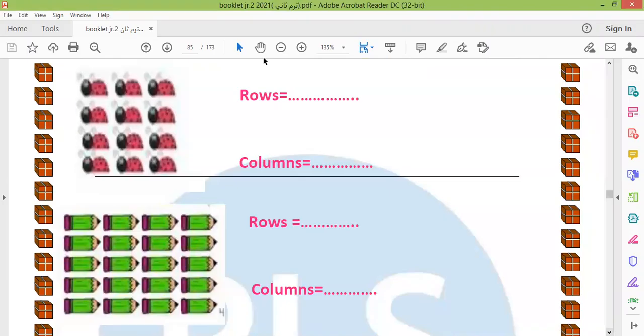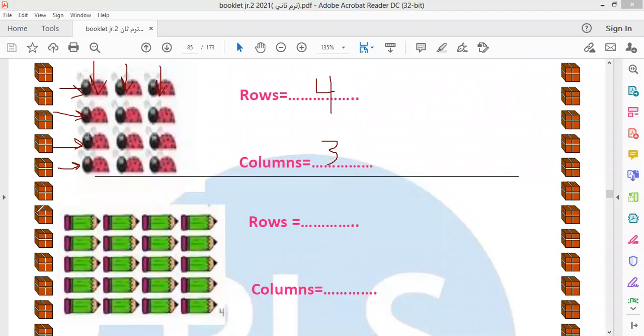How many rows here? 1, 2, 3, 4. And columns 1, 2, 3. 3 columns. And here, array of pencils. 1, 2, 3, 4, 5. 5 rows. 1, 2, 3, 4. We have 4 columns.